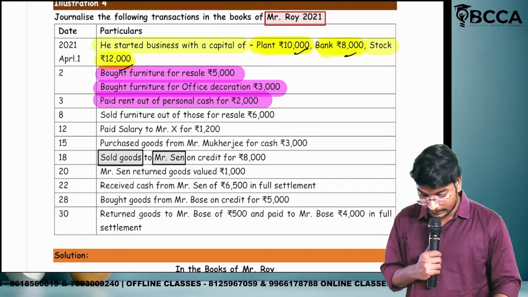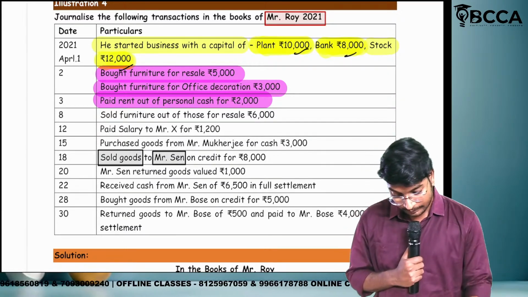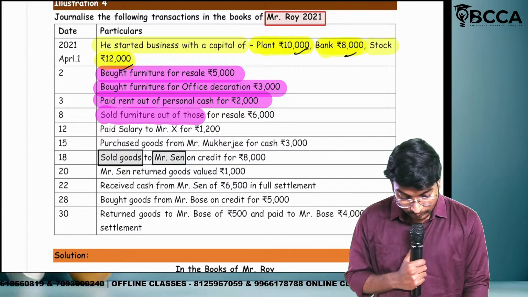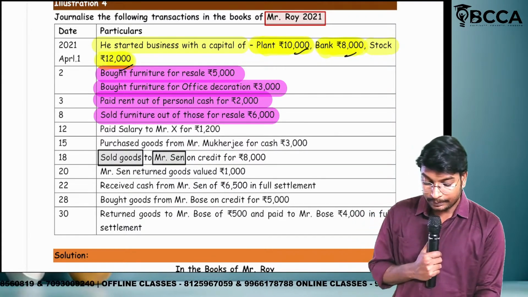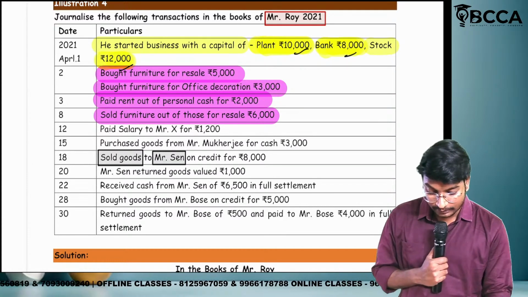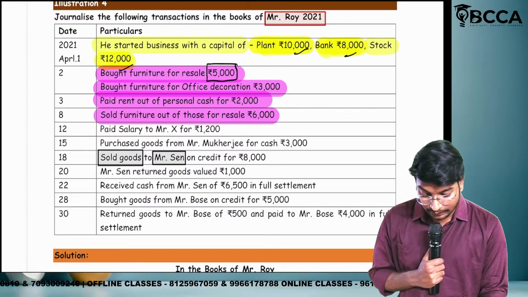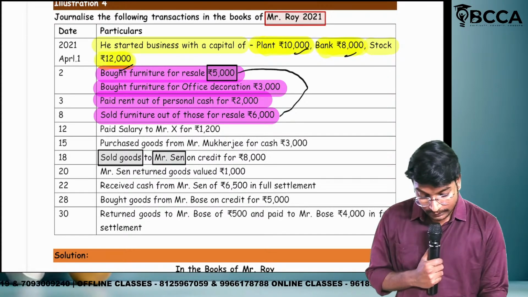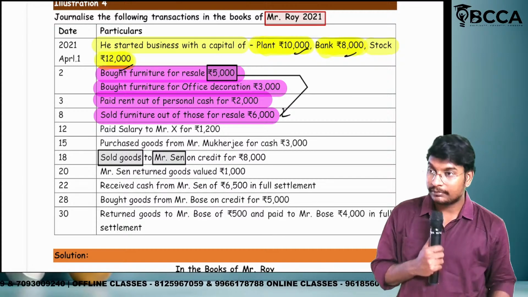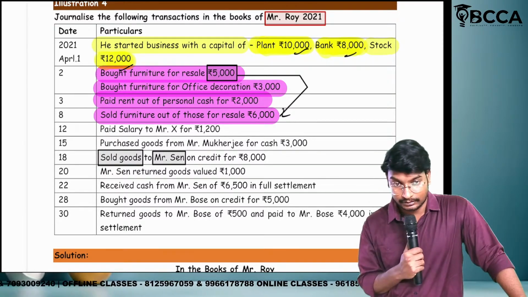Okay, guys, completed. What is the next transaction they have given, ma? Sold furniture out of those for resale. What is the meaning of this one? We have purchased furniture for resale. How much amount of furniture we have purchased for resale, ma? 5,000 rupees. These are sold. Our office decoration was sold. These goods were sold. Nothing but normal sales, asset sales. Goods sales, normal asset sales, goods sales.